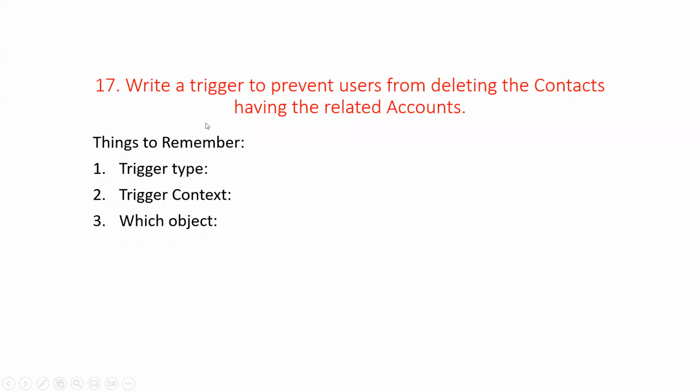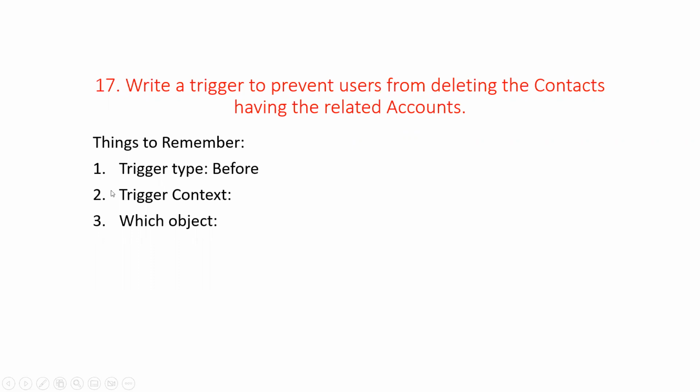In this scenario, we're going to write a trigger to prevent users from deleting contacts having related accounts. That means the trigger should fire on the contact object, and it should check every contact record before performing any delete operation to see if it has the account ID or related accounts. And in that case, if it has any related account, that should stop the user from deleting that record.